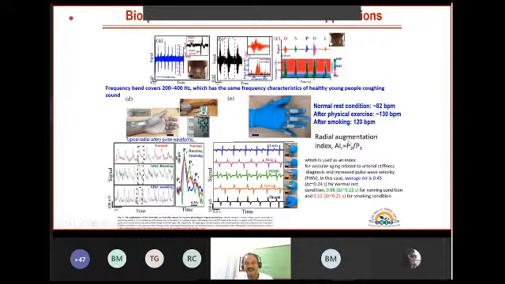This is called the radial augmentation index. You see P2 by P1. P2 is this particular peak, this is the wavefront, and this is P2. So the ratio of these two is called the radial augmentation index. I really don't know what the physical meaning of it is, but I found it is entirely different in the normal case as well as running and smoking. So it is not like normal is low, running is a little bit high and smoking is high. You can see it here.